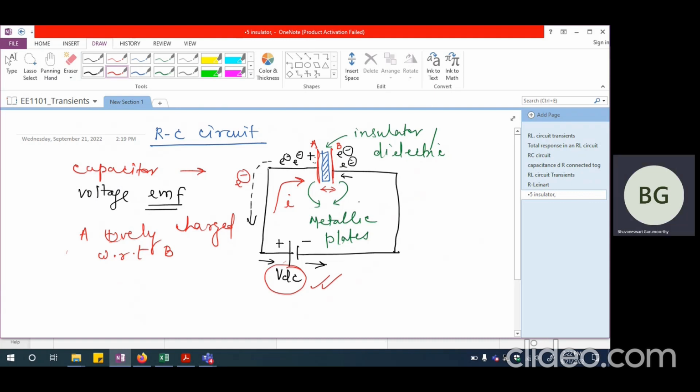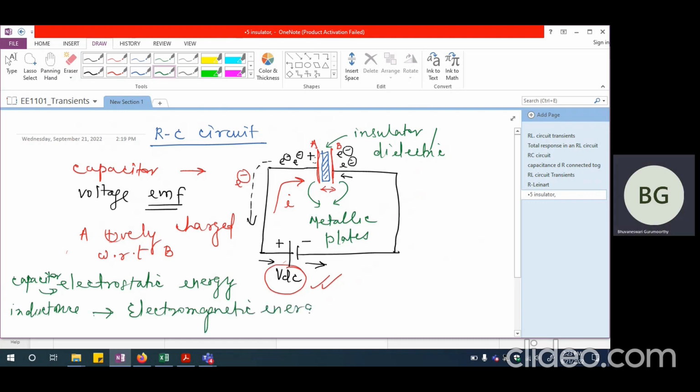Okay. And this energy stored in the capacitor, we call that electrostatic energy. Whereas in a capacitor, it is electrostatic energy, in an inductor or inductance, it is called electromagnetic energy.